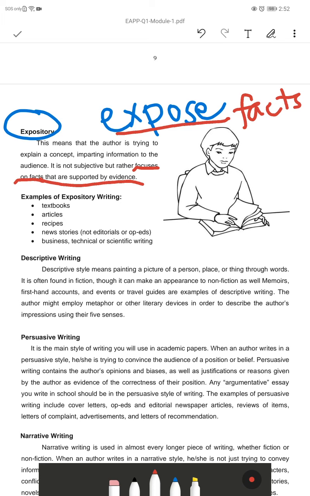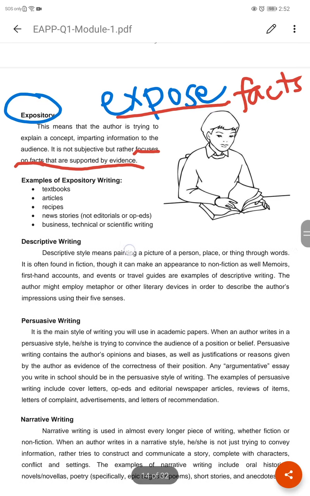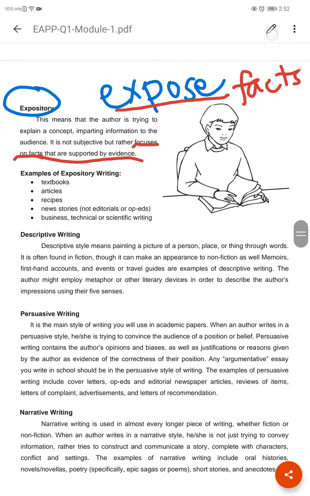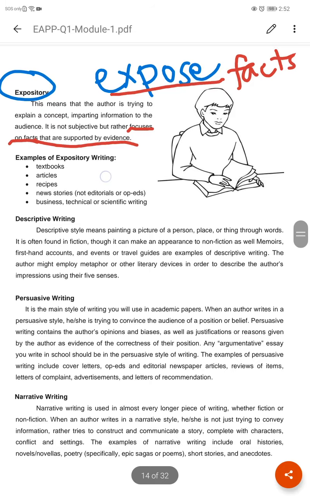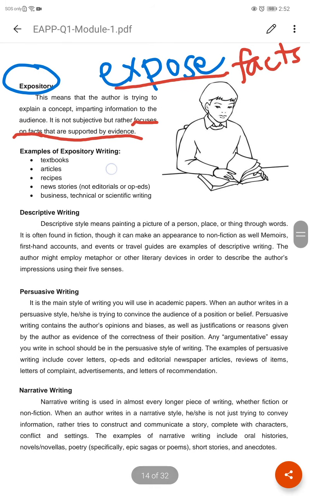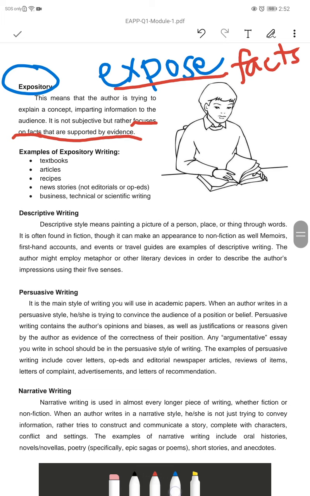Okay? Meaning, guys, you just simply supply a lot of factual information about the topic. Nothing about you, nothing subjective, nothing about your personal biases. It's all about the facts about the topic. So, samples of expository writings are these. We have textbooks, articles, recipes, news stories, business, technical, or scientific writing. You would notice, guys, that all of these writings are simply explaining information, are simply giving information about the topic.